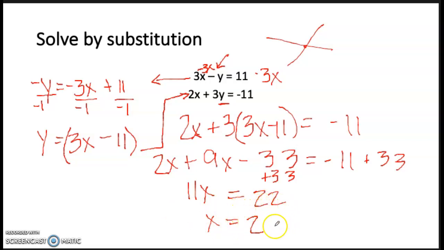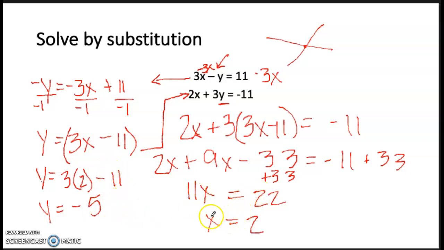I have x as 2. I need to figure out what y is. I can use any of these equations, but here I already solved for y, so I can use this one. This is the easiest. y equals 3 times x, which I just figured out is 2, minus 11. So y equals 6 minus 11, which is negative 5.